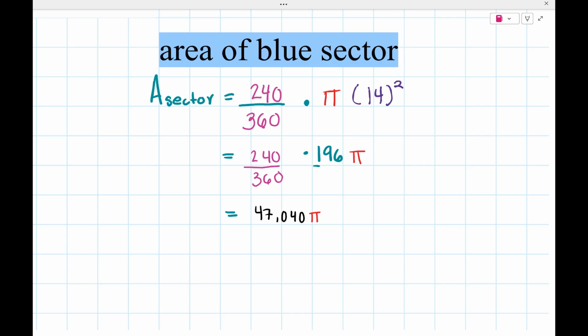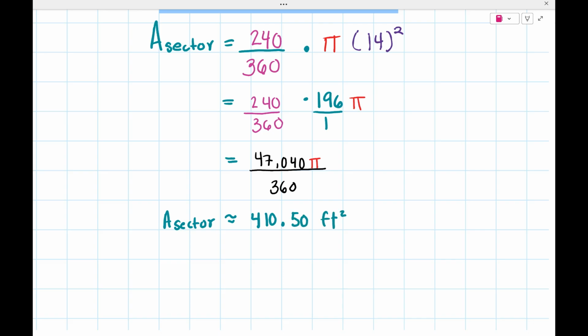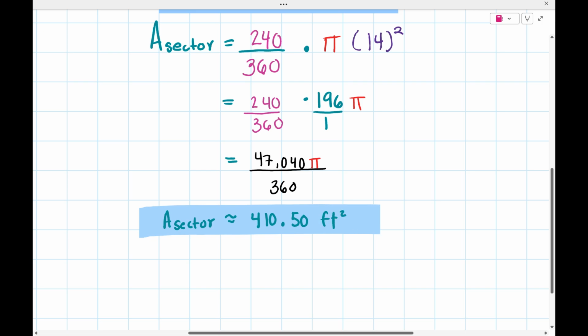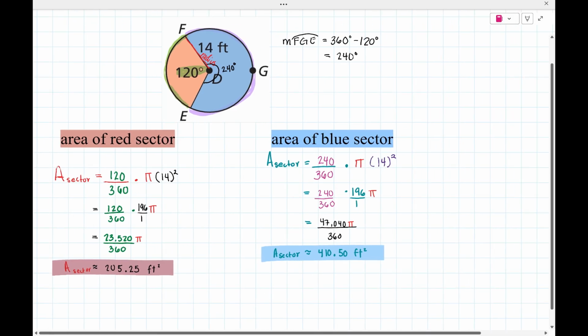Some of these calculations, when your radius is a high number, can get a little tedious. If you wanted to avoid reducing at the very end, you can always reduce your fraction in the beginning. You can reduce the 240 over 360 at the very beginning, and that would leave something way smaller to reduce at the end. But again, it didn't ask for exact answers, so I'm going to multiply 47,040 times pi, and then divide that by 360, and that would give me 410 square feet. Which makes sense, right? If the blue sector is bigger, it should have a larger area than the red sector.